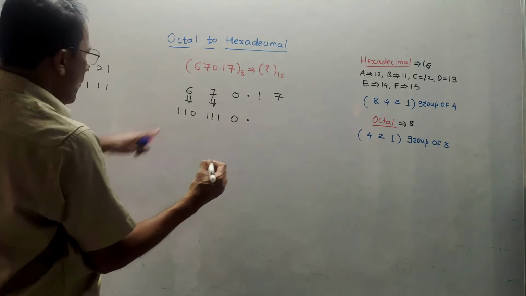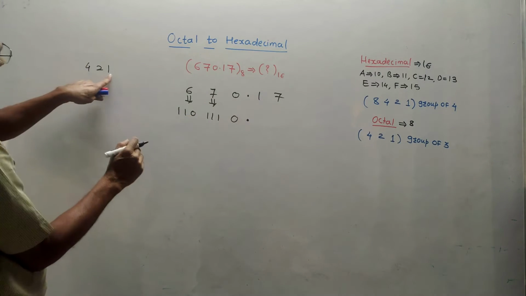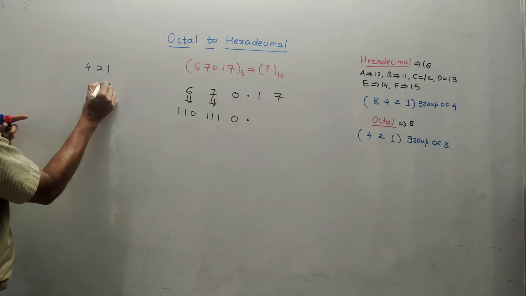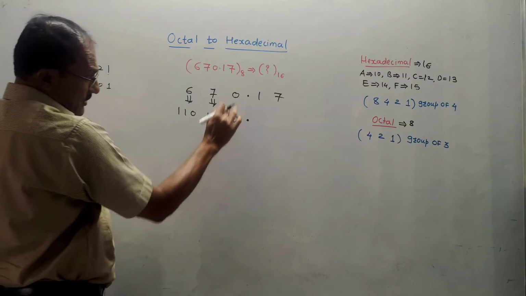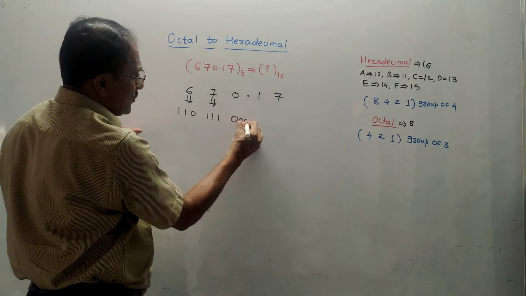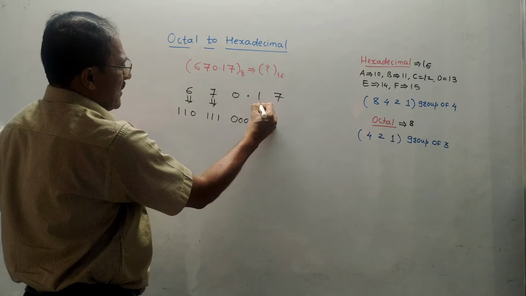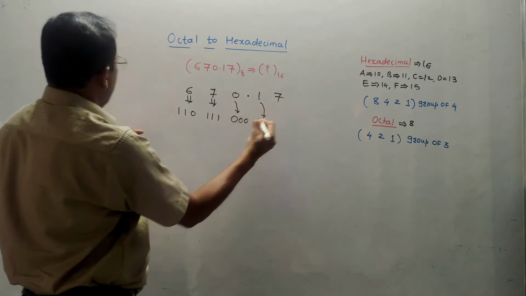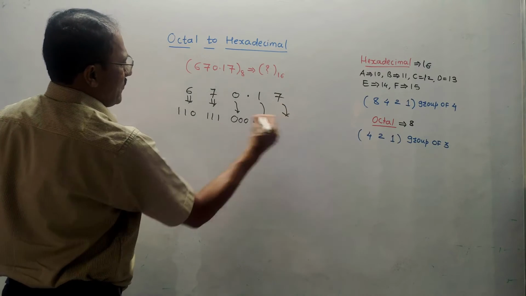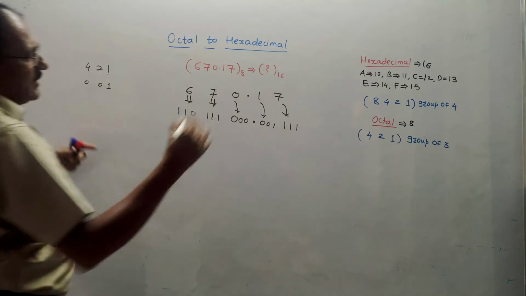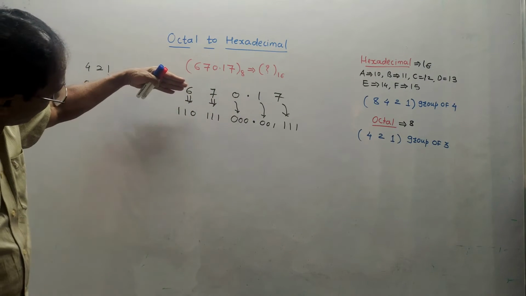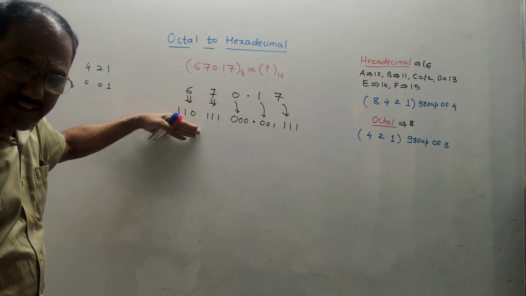Point. Now I want number 1. Again consider this system: 1, 2, 4. So below number 1, I will write 1. Remaining things are 0. And since I have to represent it in terms of 3 bits, I will write 0, 0, 0. This decimal point stays as it is. For 1, I got 0, 0, 1. For 7, just now we discussed, it is 1, 1, 1. So this is the case in which I have converted the given octal number into binary form.